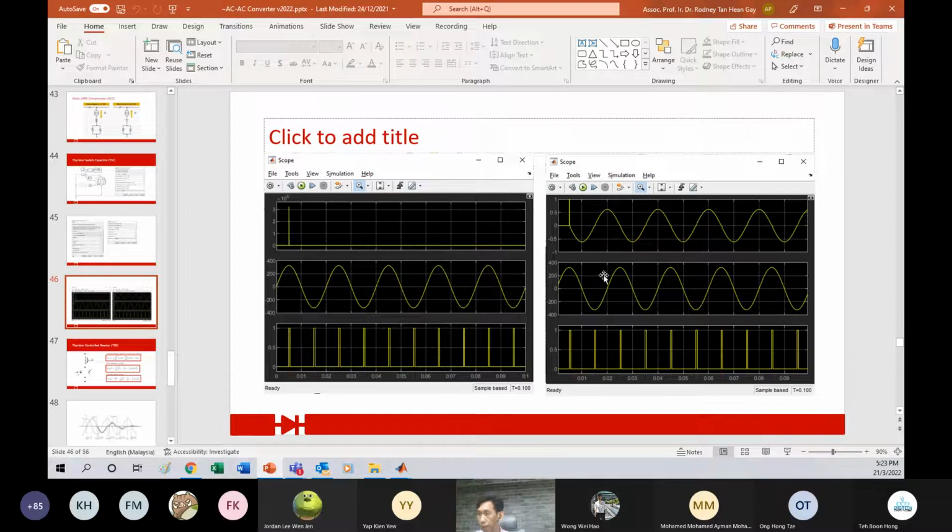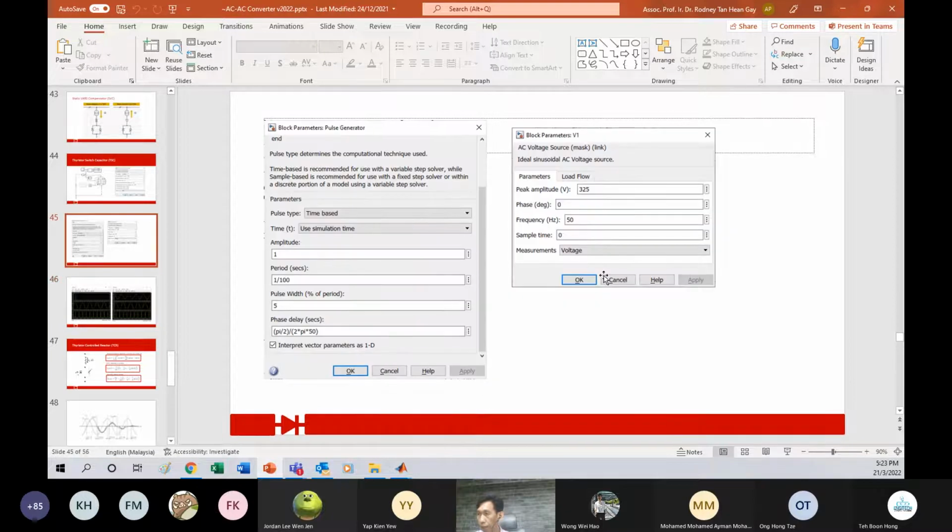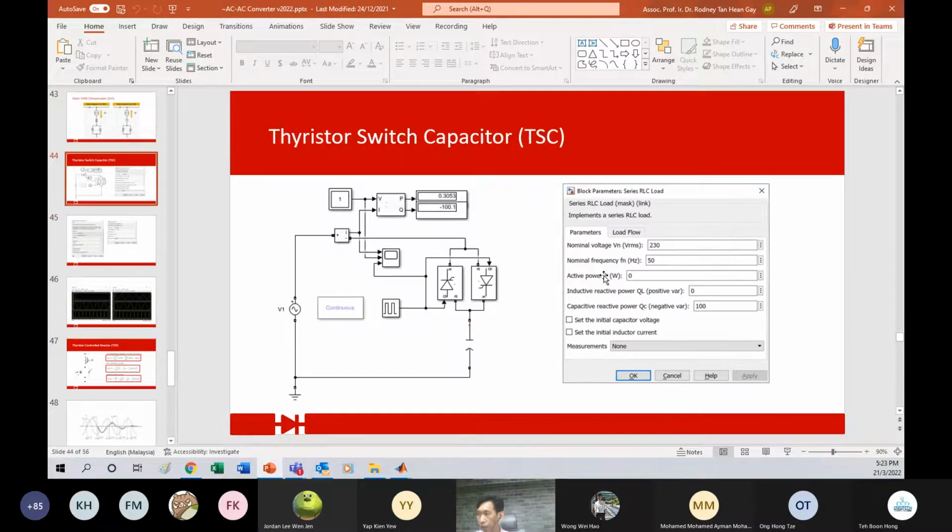So for the capacitor, TSC, they usually work either on or off. It is very rare that they will work halfway for TSC. Like in these examples, we have put in 100 VAR. So the moment we turn on, we can see that it will have a negative 100 to the grid.